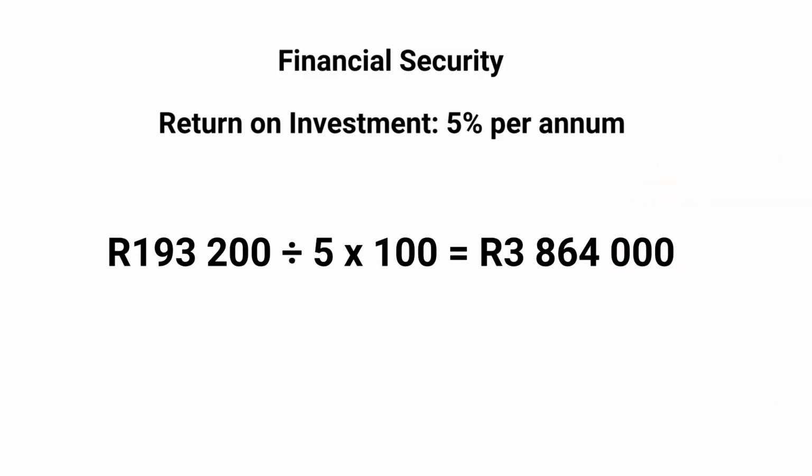That's 3,864,000 Rand. That's the cost of your financial security. That's the money target you need to hit to never worry about the roof over your head, the food on your table, and your security needs, which, if you think about it, is the expenses that make up the majority of most people's overheads. Security.